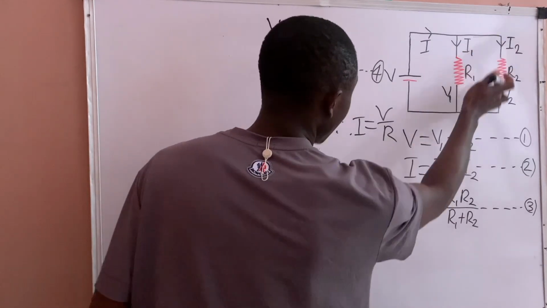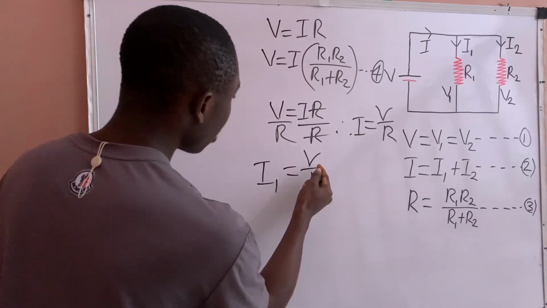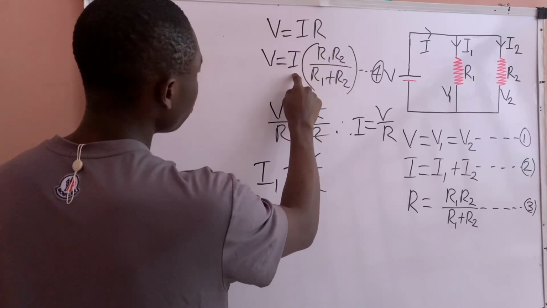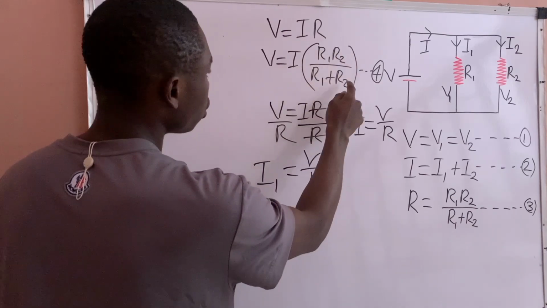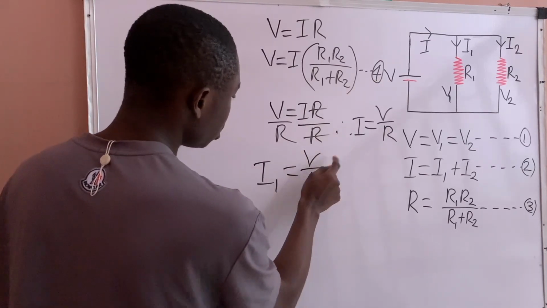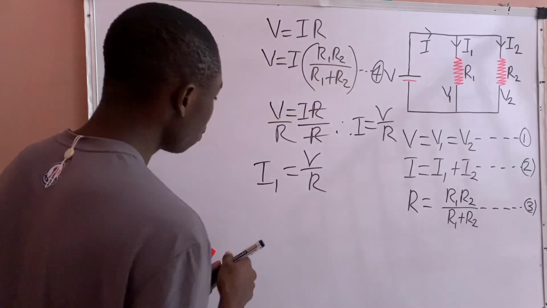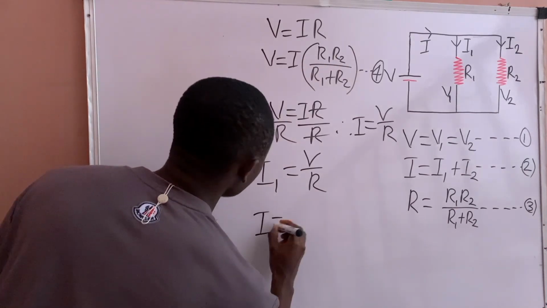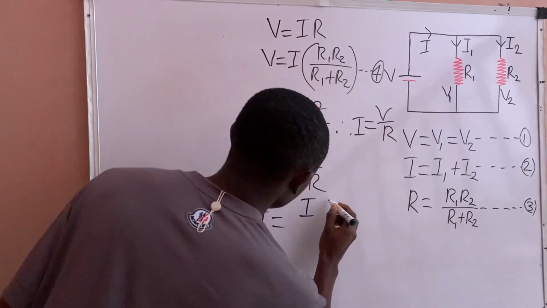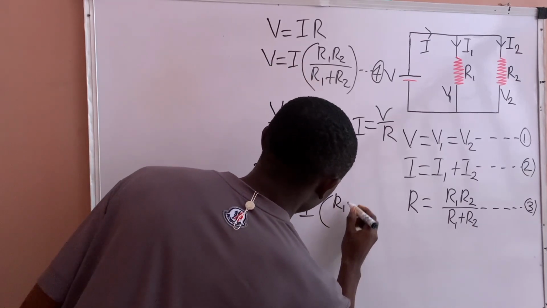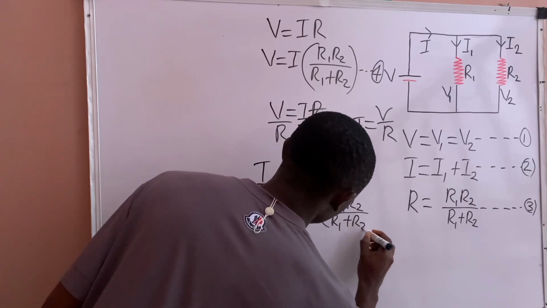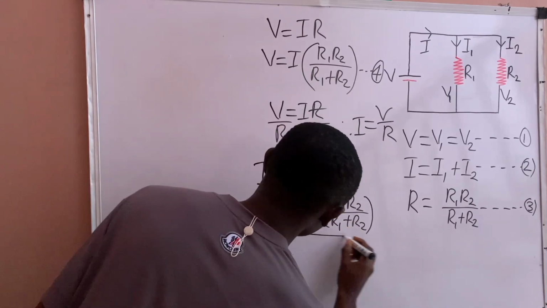R1, I1 equals V over R1. But we know that V is equal to I multiplied by R1 R2 over R1 plus R2, which is this equation 4. So we will substitute equation 4 into this. Where we see V, we will put this. So we have that I1 will now equal I into bracket R1 R2 all over R1 plus R2 into bracket, divided by what?